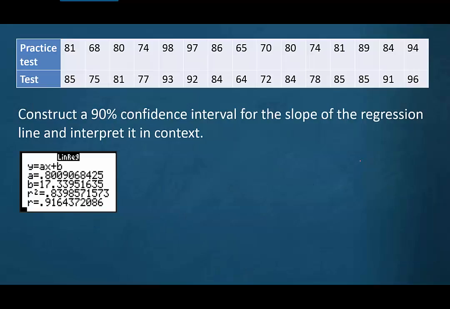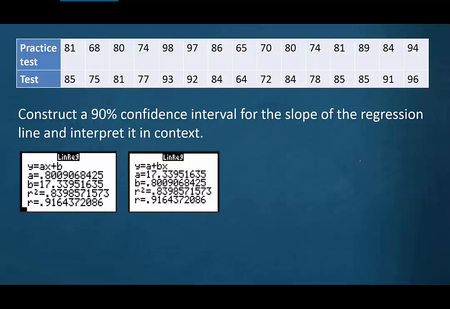So let's construct a 90% confidence interval for the slope of the regression line and interpret it in context. While we don't have to do this first, I'm going to go ahead and run the regression just to get the line. Actually, we need to do this before we run the residual plot, since you have to run the regression in order for it to store all the residuals. So let's go ahead and do that. I want to look at the line, and then I'll run a confidence interval on that.